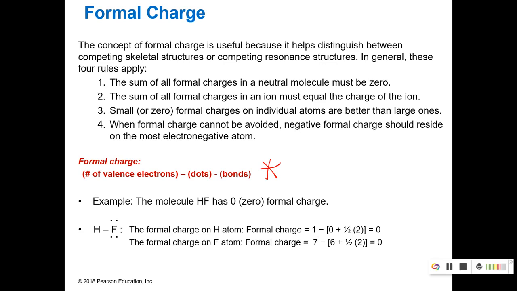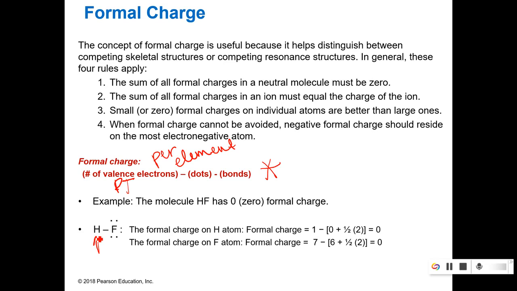So the equation for formal charge is per element. You do it for every element in the structure. Okay, you do the number of valence electrons which you find on the periodic table. You subtract the dots, and then you subtract the bonds. I will tell you, the book likes to use halves, and I got rid of that.